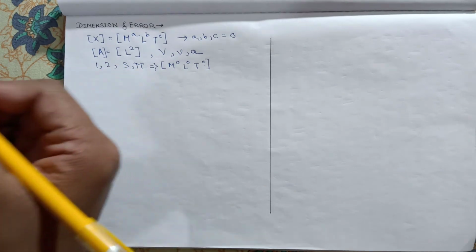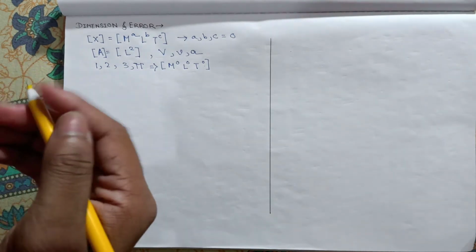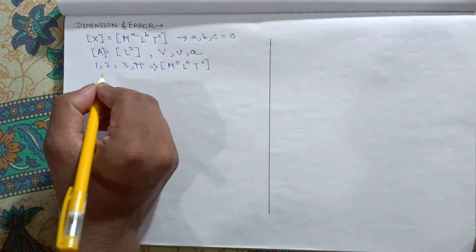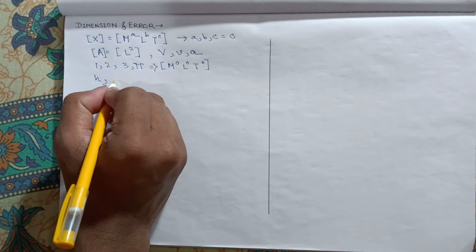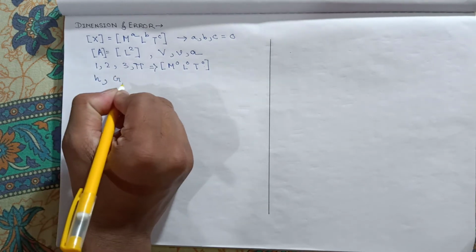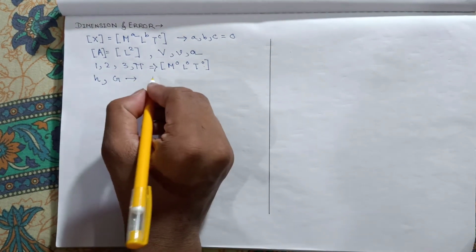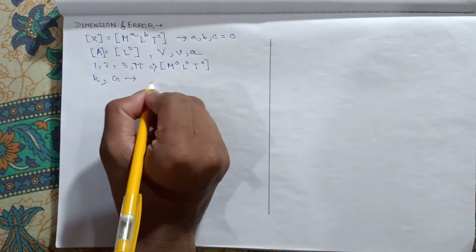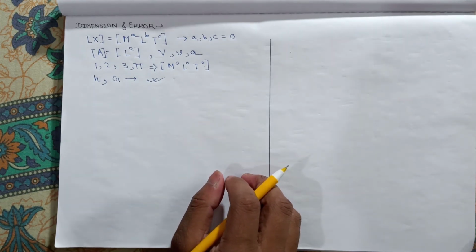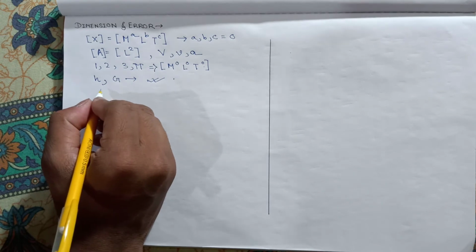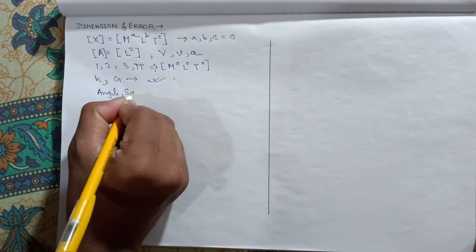Now some dimensional constants. Generally we know constants are dimensionless, but here we will discuss some dimensional constants. They are Planck's constant and the gravitational constant. We all know the gravitational constant has dimension, and Planck's constant has dimension. From the equation we can find out those, but we are not going into that now; we will find out in later chapters. And some dimensionless variables, more important, are angle and solid angle.